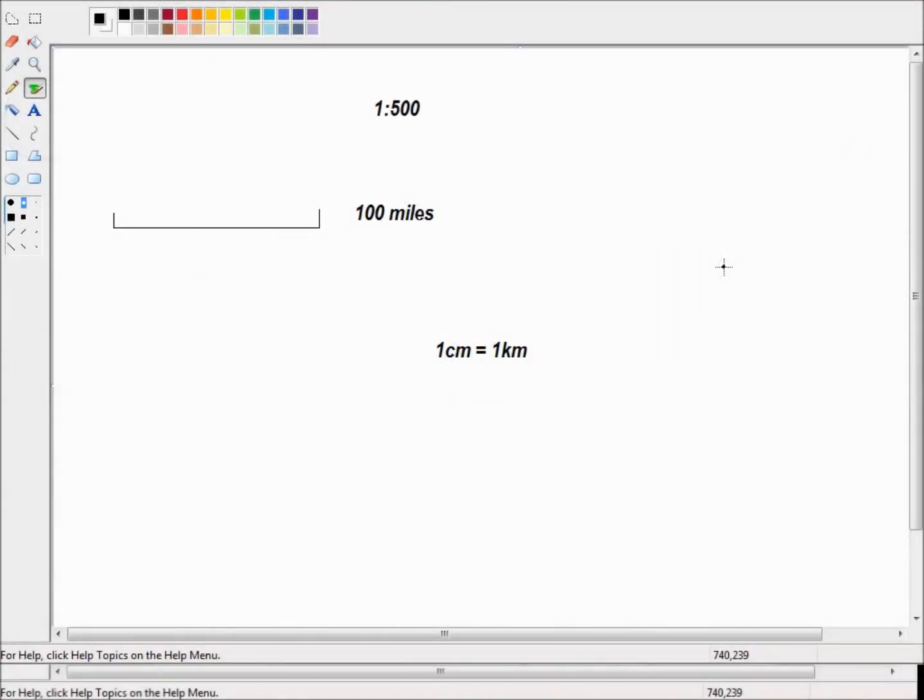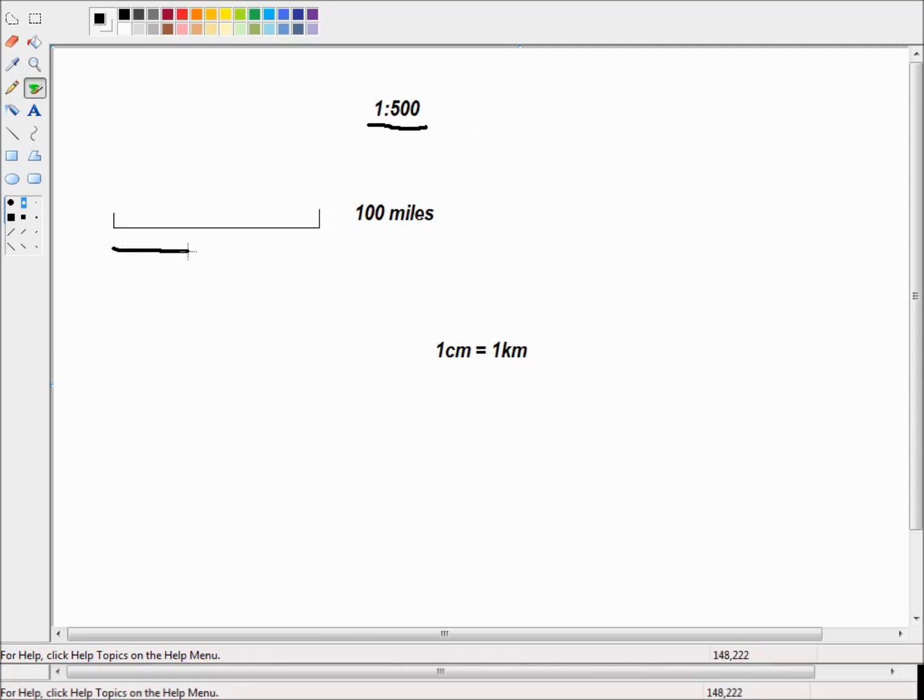Sometimes on drawings, especially on maps, you will be given your scale factor as a ratio, like 1 to 500. That means for every 1 unit on the map, the real life equivalent is 500. In other words, the real shape or the real life equivalent is 500 times bigger than the model or the map or the drawing or whatever.